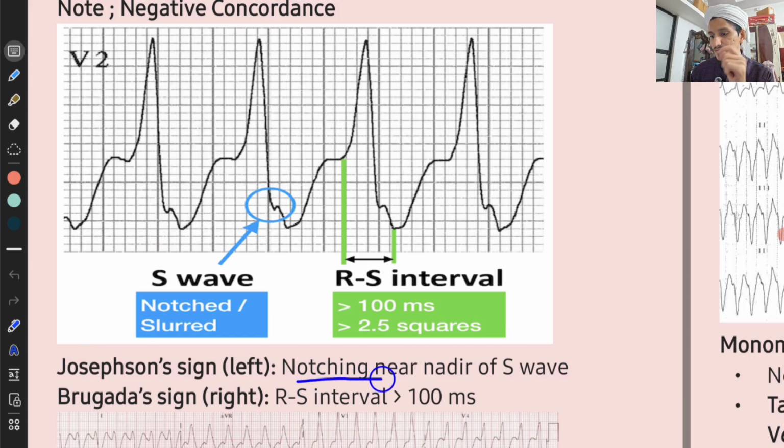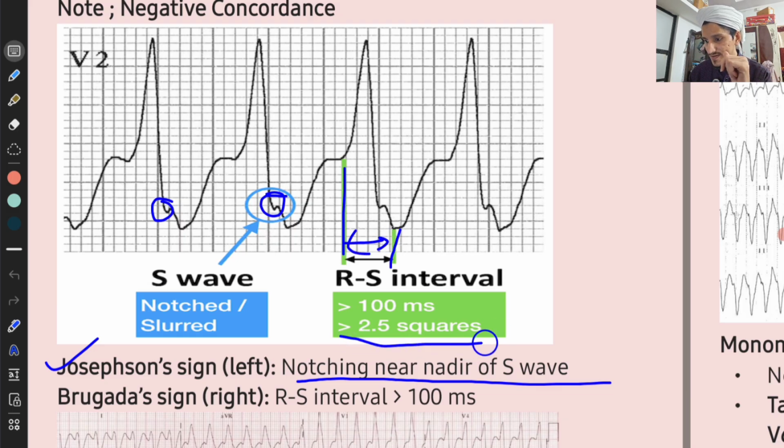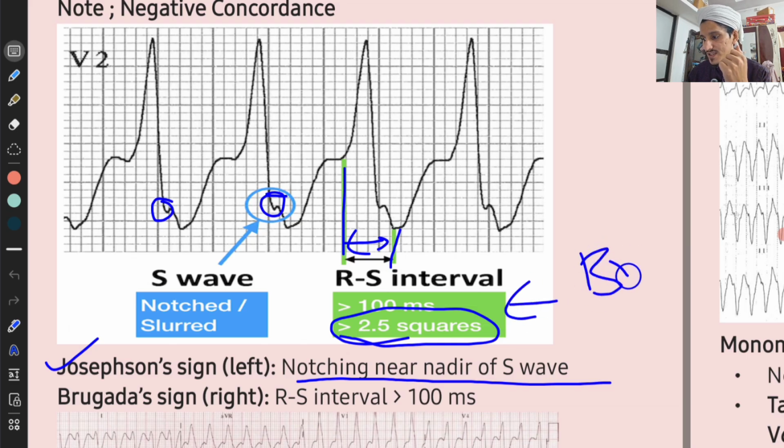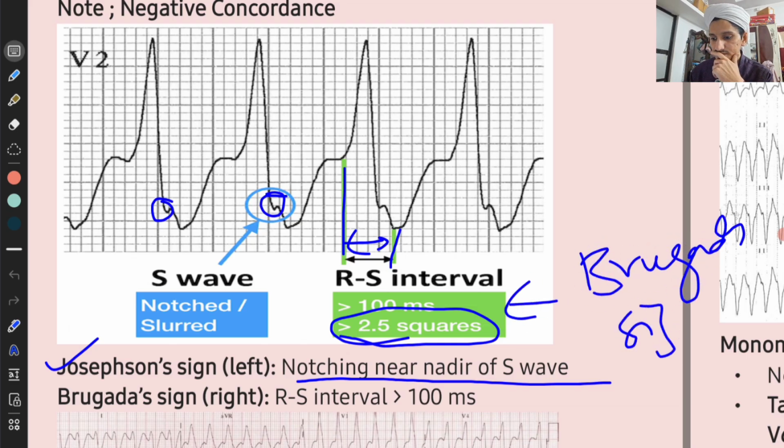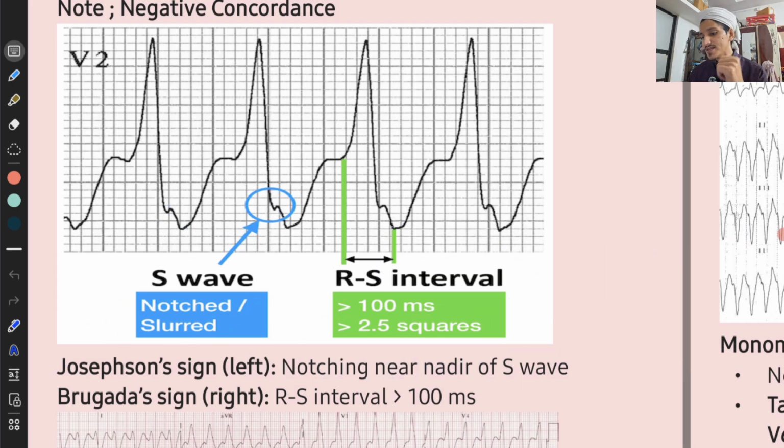Josephson's sign is notching near the nadir of the S wave. Nadir is nothing but the deepest point of the S wave. So this notching near the nadir of the S wave is known as Josephson sign. Now, if we calculate the R to the deepest S, and you are getting more than 100 milliseconds, that is more than 2.5 small squares, then it is known as Brugada's sign. Remember, Josephson sign, Brugada's sign. Typical for ventricular tachycardia. Moving on to the next ECG.